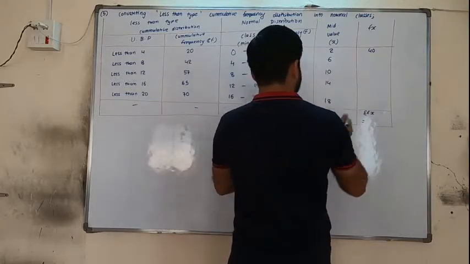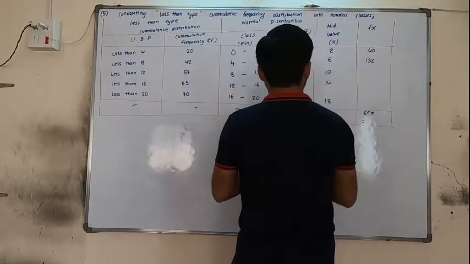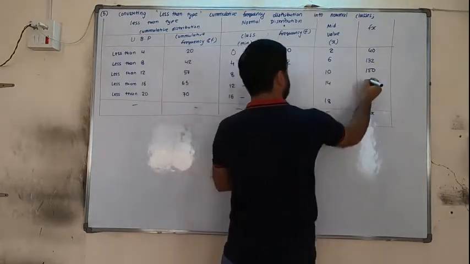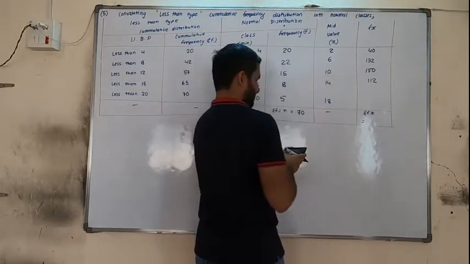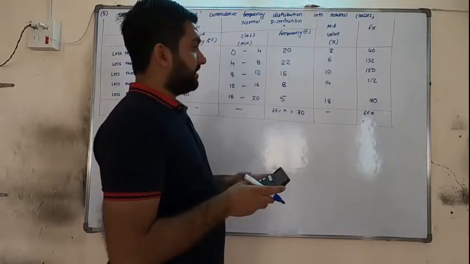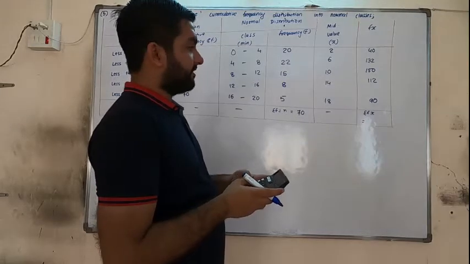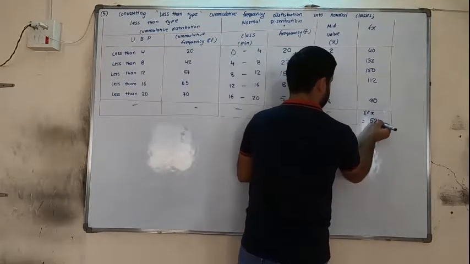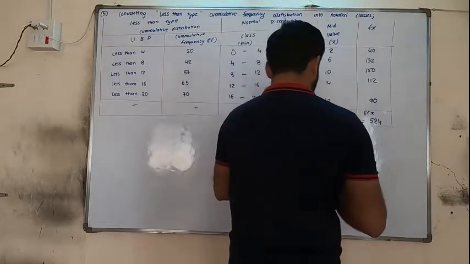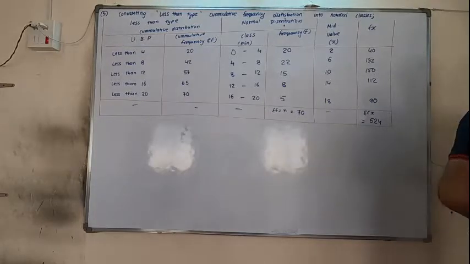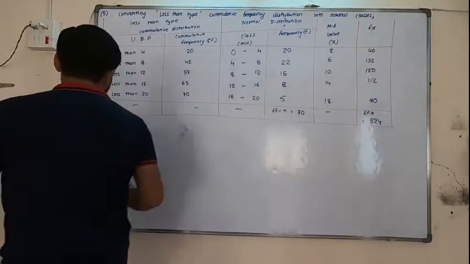22 into 2 is 40... 22 into 6 is 132. Then 150. 14 8s are 112. 18 5s are 90. 40, 132, 150, 112 and 90. It's 594. Yes.